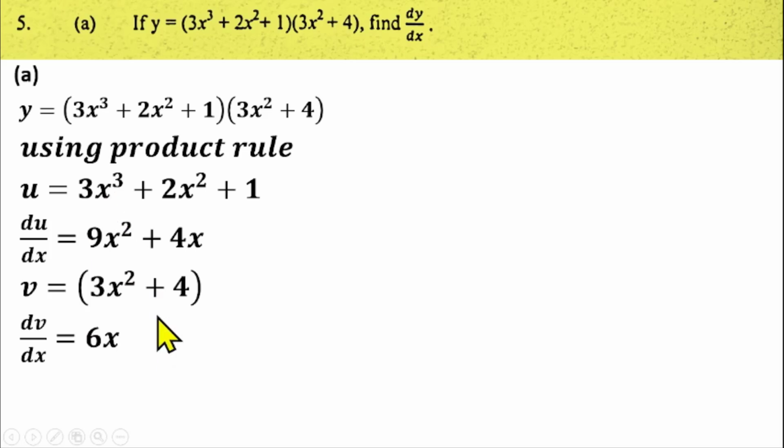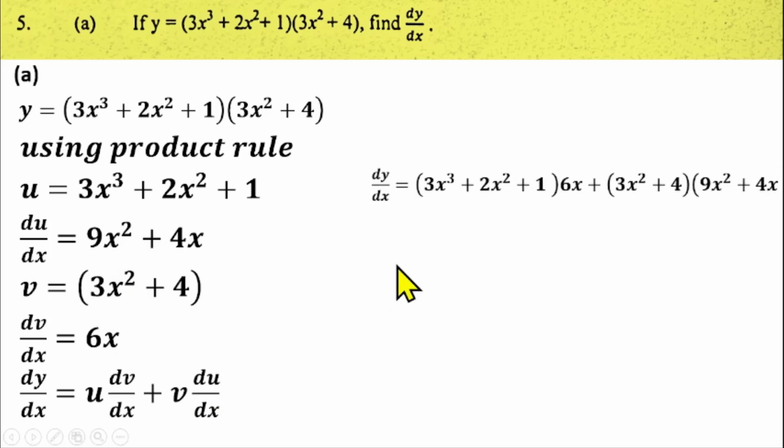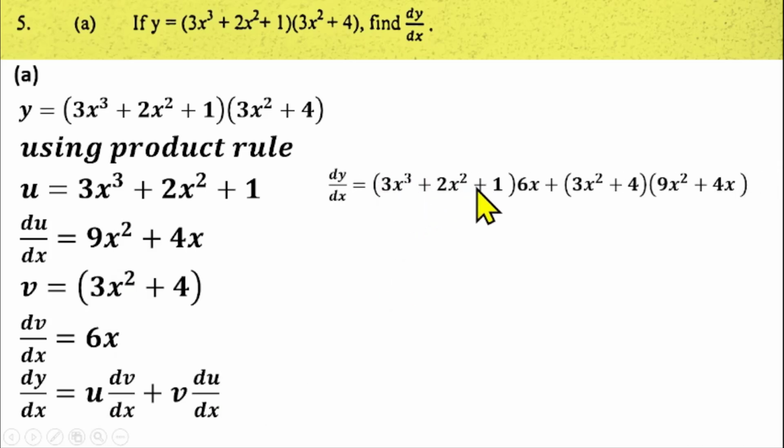Then our product rule says that we have dy/dx equal to u dv/dx plus v du/dx. So all you need to do is to substitute whatever you're having here into this. Our u is this, you put it here, dv/dx is 6x, our v is this, our du/dx is 9x squared plus 4x. If you put into this rule, this is our u, this is our dv/dx, plus this is our v, and this is our du/dx.